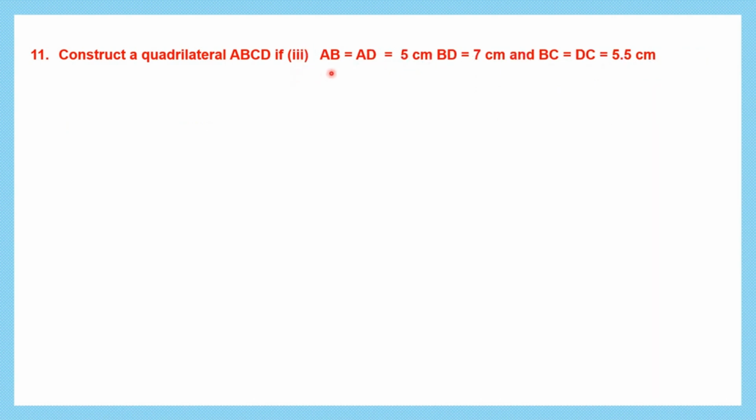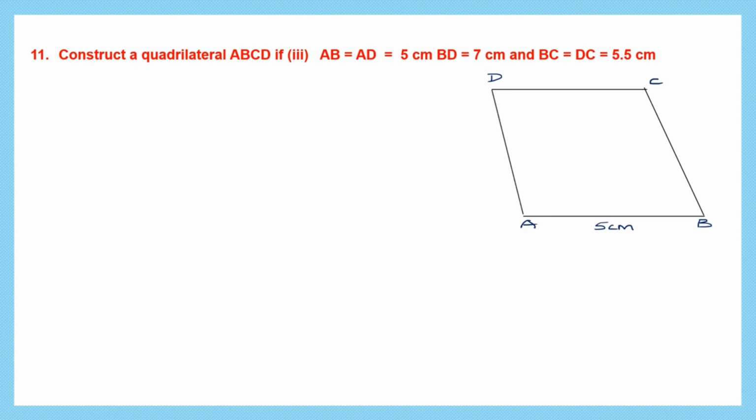In the third one, we have AB is equal to AD, which is equal to 5 centimeters. BD is 7 centimeters and BC is equal to DC, which is equal to 5.5 centimeters. So let's get our rough figure. So here let's make this AB. This is 5 centimeters. Let's get all four sides. So here we have BC, then we have CD, and then we have AD.